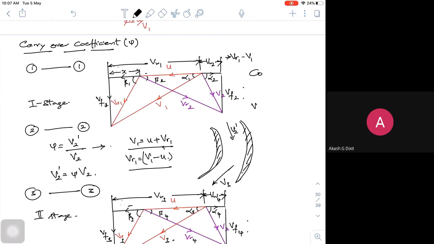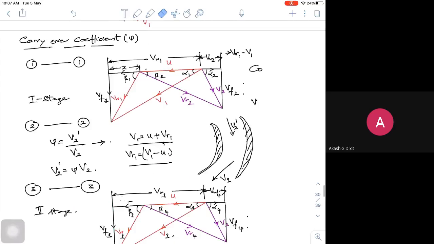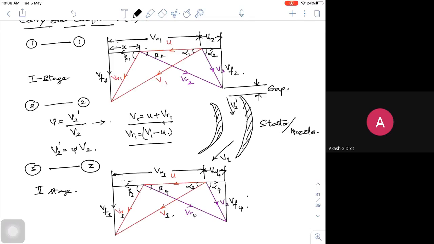But I do have a stator here, and there is a gap here. There is a small gap here. Fine. And I do have a stator or nozzles. We call that a stator or the nozzle. The fluid will enter the stator with a velocity V2 dash.